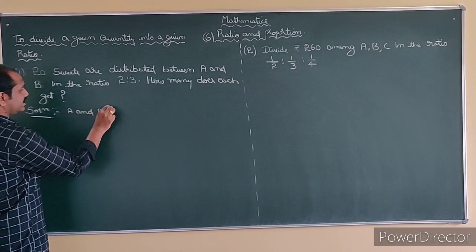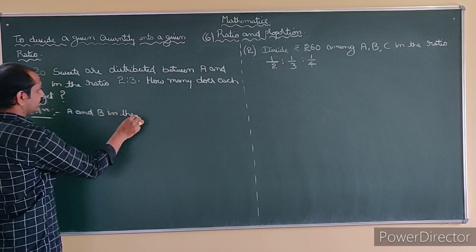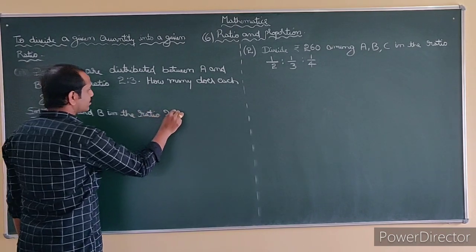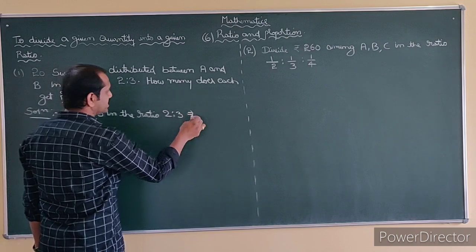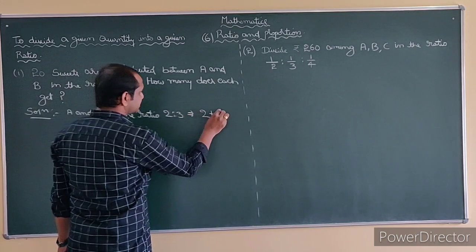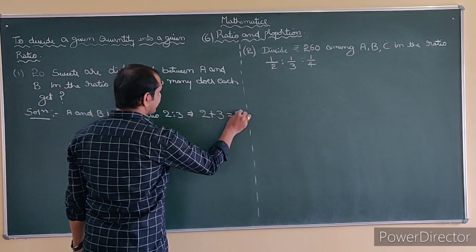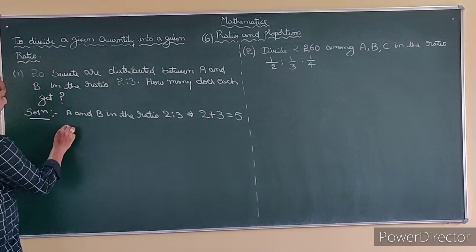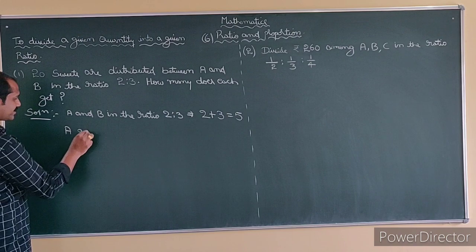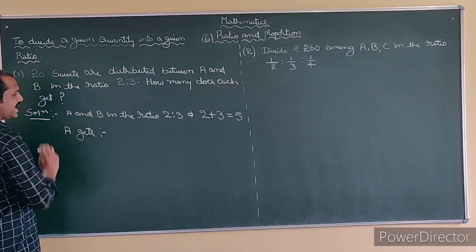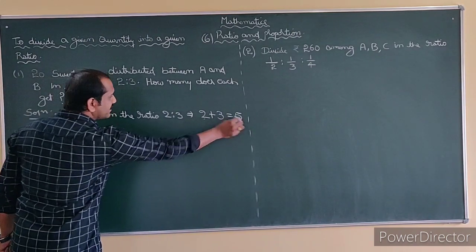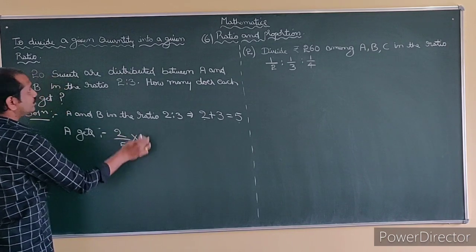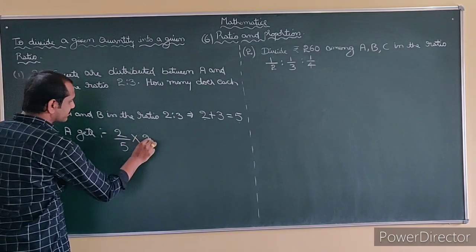A and B in the ratio. What is the ratio? It is 2:3. So that you can do as 2 plus 3 is equal to how much? 5. Understand? Now A gets, so how much A gets is 2 divided by 5 into the total number of sweets.